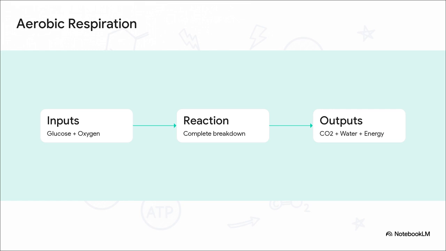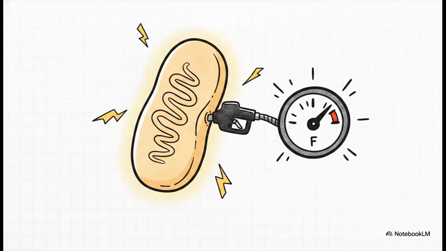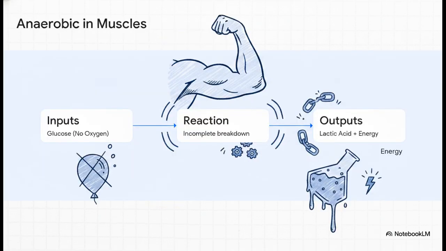This primary assembly line requires oxygen and is, by far, the absolute most efficient way for your body to extract energy from glucose. And this brilliantly illustrates the exact location where this complete breakdown happens: the mitochondria. We constantly hear it called the powerhouse of the cell, and for good reason. When aerobic respiration takes place here, it's like giving your body a full tank of gas, providing maximum mileage and peak efficiency. But what happens when oxygen is scarce?